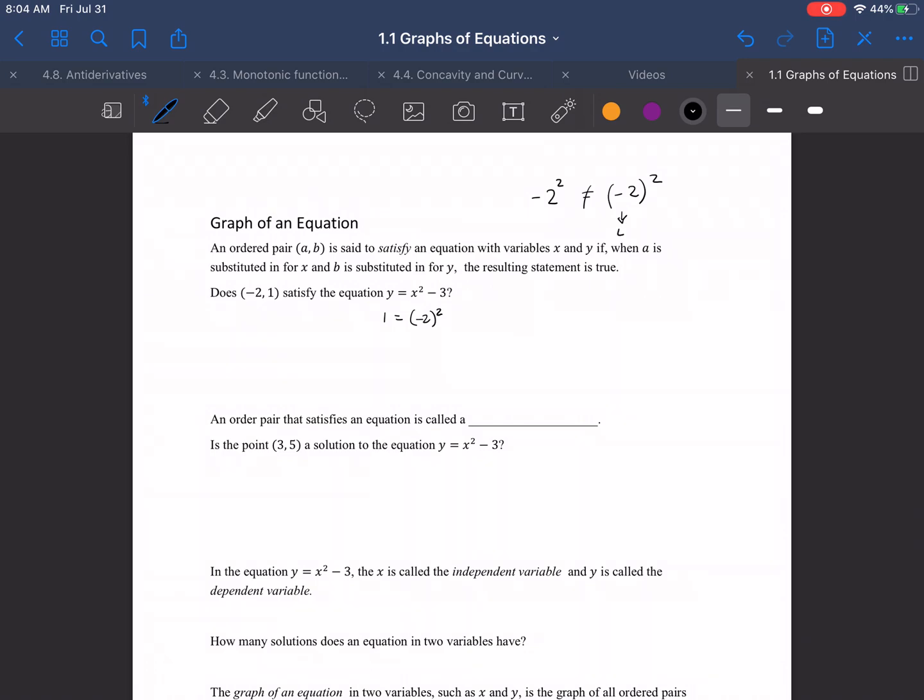This one is positive 4. This one is negative 4. Okay? So don't get those confused. I always put parentheses around when I'm plugging in a number for a variable, especially if it's negative. Okay? It's a good habit to get in. So that minus 3. So -2 squared is 4 minus 3. And this would be 1 equals 1.